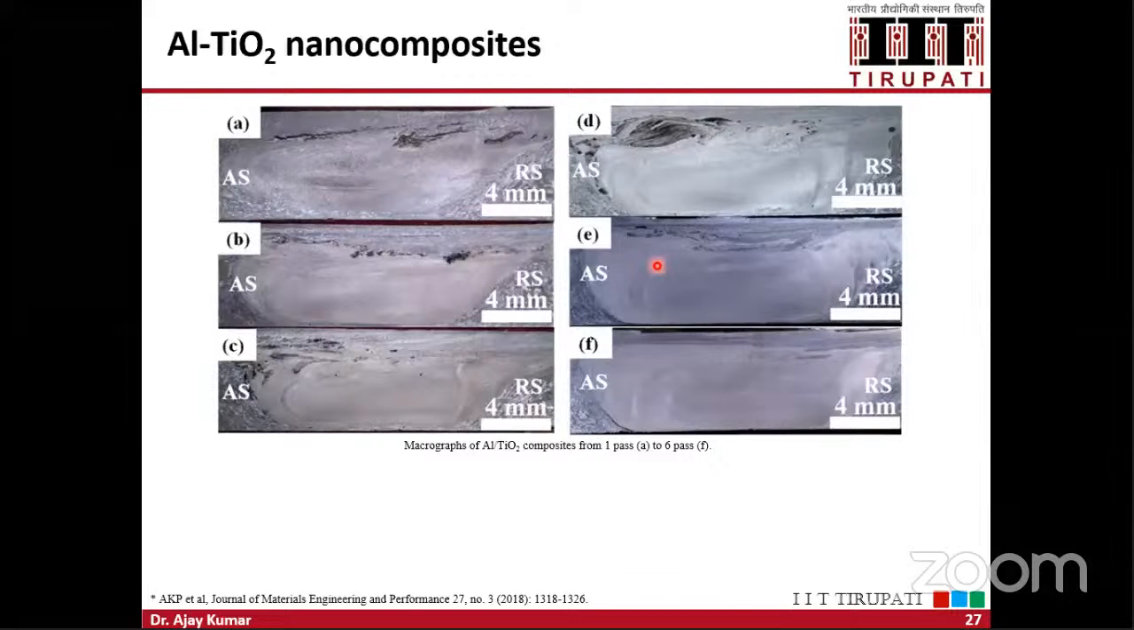Second example is aluminum TiO2 nanocomposite. Similarly, we have developed this composite also. You can see 6 multi passes we have done. So you can see this is the final sample of aluminum TiO2 nanocomposites.